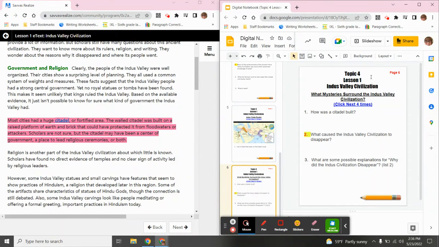Number 1 on page 6 of your digital notebook. How was a citadel built? In this pink highlighted text, you will find that answer.